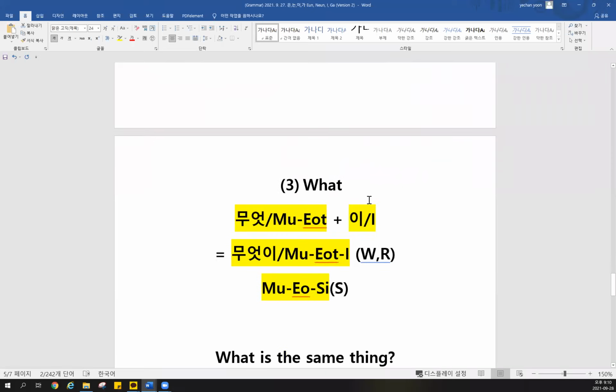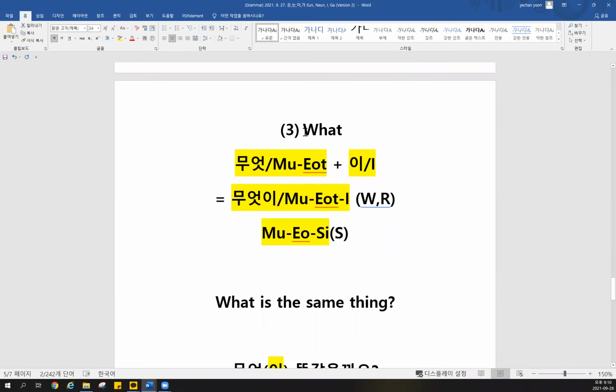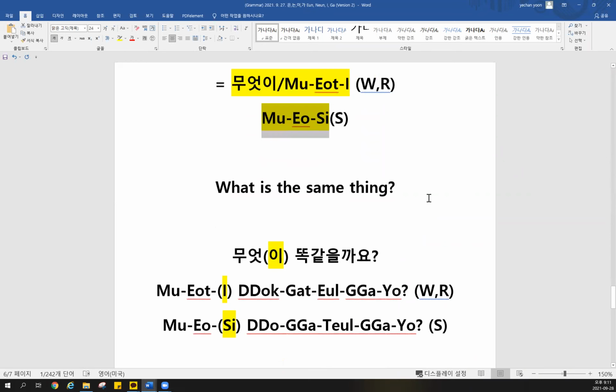Okay, how about the next one? What? How do you pronounce 무엇? 무엇. And there is a down consonant in here. So how can you say it? 무엇이. You can use the 이. Trying to say 무엇이 is kind of difficult to pronounce, so they just pronounce it like 무어시. All right, so like this.